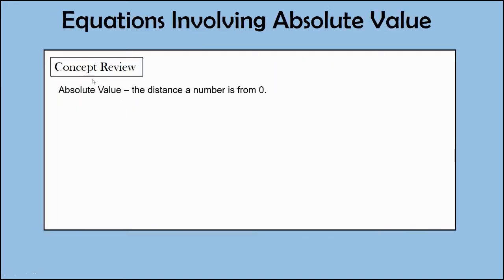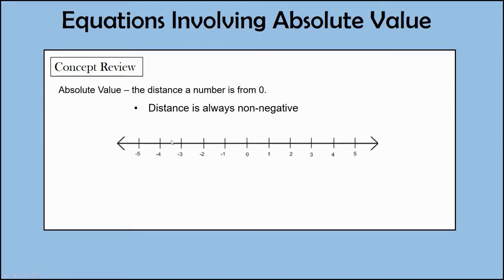Okay, so first of all, let's review the idea of absolute value. Absolute value is defined as the distance a number is from zero, and we realize that distance is always non-negative. Distance is how far you travel, and whether you travel to the right or to the left on a number line, you still traveled a distance. So it's always non-negative.